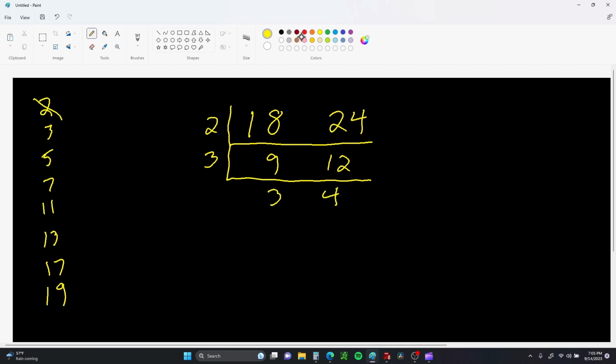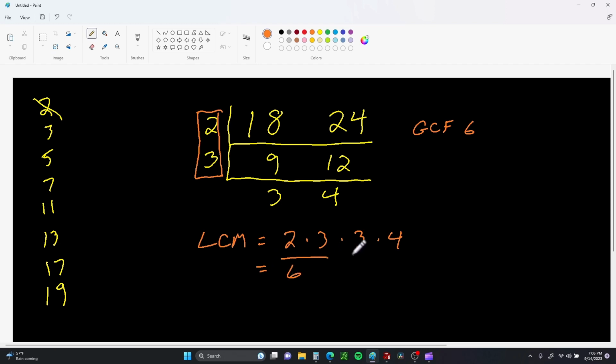So my GCF, if I look over here, is 2 times 3, so the GCF is 6. And then the LCM is going to be 2 times 3 times 3 times 4. I'm just taking all of these numbers. So I'm going to do 2 times 3 is 6. I'm going to do 3 times 4 is 12. And then I multiply these two together and I get 72. So my LCM is 72.